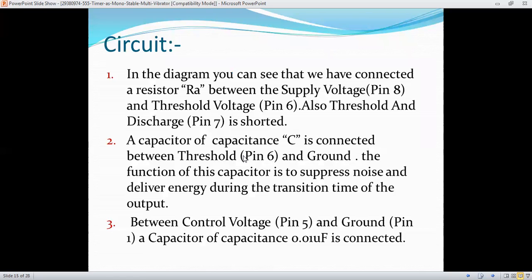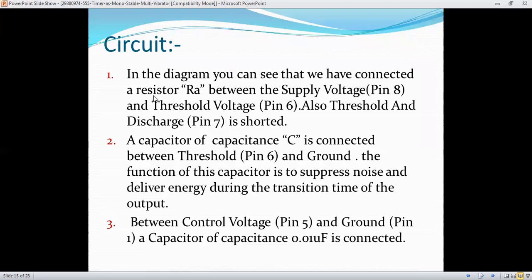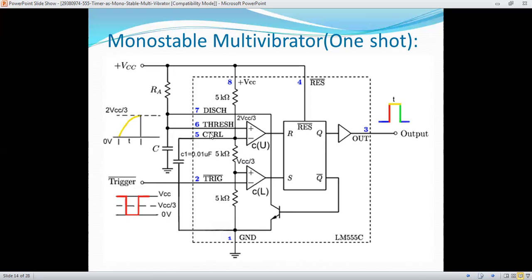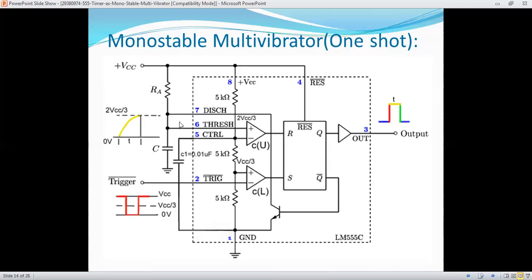Similarly, in the diagram you can see that we have connected the resistor RA between the supply voltage and the threshold voltage. Also the threshold pin and pin number 7 are shorted. Similarly, pin number 2 and 6 are shorted, and pin number 5 is left open. The capacitor C is connected between threshold and ground. The function of this capacitor is to suppress noise and deliver energy during the transition time of the output. Between control voltage and ground pin, a capacitor of 0.01 microfarad is connected.